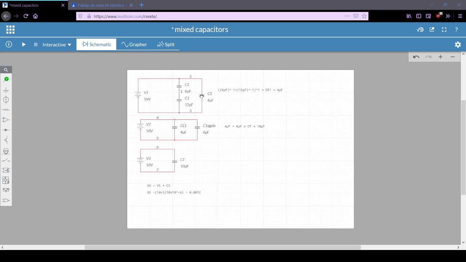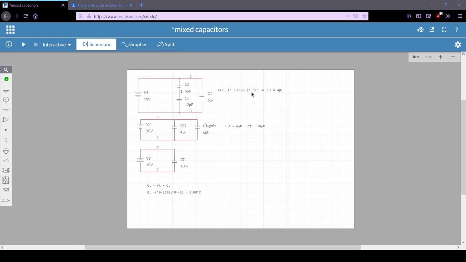The first thing we have to do when we analyze a circuit is see what we can solve right away, and the only thing that pops into view right now is these two capacitors that are in series. To calculate them in series, all we have to do is calculate the inverse of each value of their capacitance, add it together, and then get the inverse of the result.